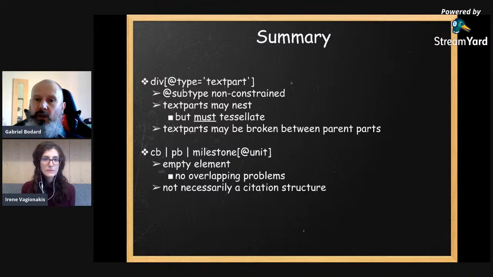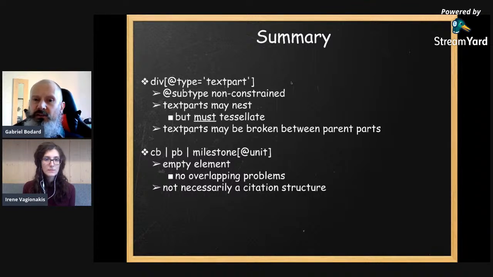is: are the sections of the text completely freestanding and in no danger of having overlapping constructs, in which case you can use a div type equals text part for them, especially if you want to consider them as separate texts in some sense. In that case, you use div type equals text part. You can, if you want, use a subtype element whose value is unconstrained. You can use any value in there you like.